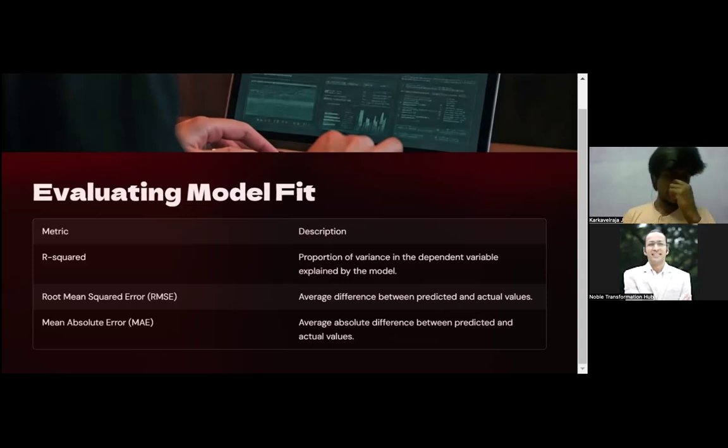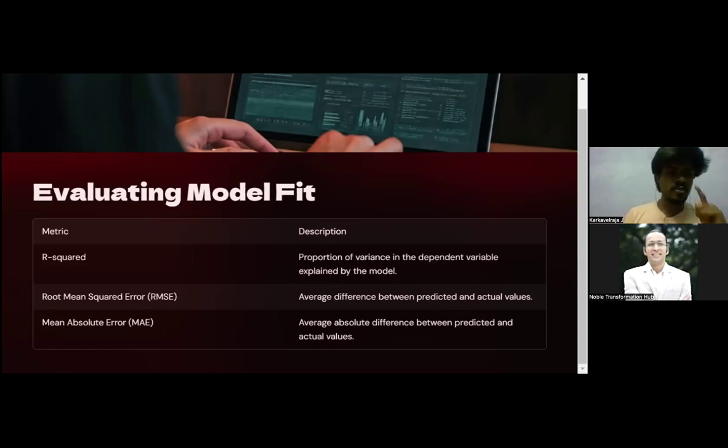Let us jump into today's session: evaluating the model fit, that is, how we can evaluate linear regression. First we are going to see the metrics and their descriptions. R squared is the proportion of variance in the dependent variable explained by the model. I hope you know about variance. If you don't, please make sure you watch the previous session videos where we explained what variance is, I think nearly 2 to 3 sessions, together with overfitting and underfitting.